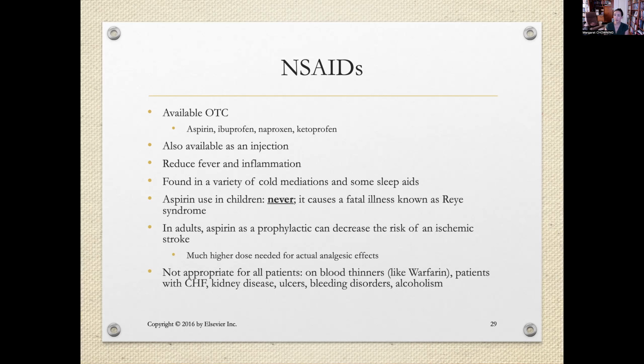So it's decreasing the risk of a blood clot. Okay. Don't quote me on that 100%. I'm not sure of the exact physiology behind why it helps to decrease the risk of strokes, but it will be prescribed for patients, just a baby aspirin on a daily basis, to decrease that risk. Okay. It's not appropriate for all patients.